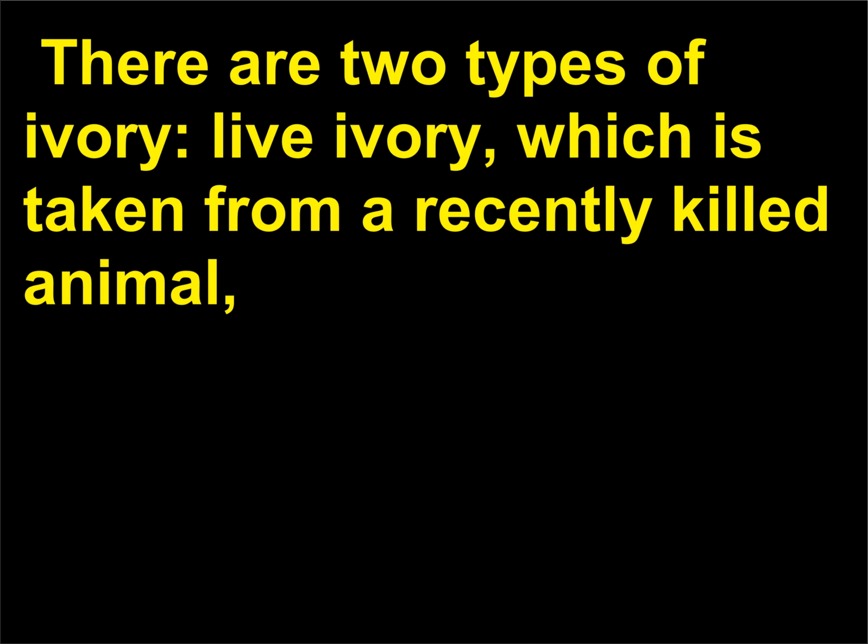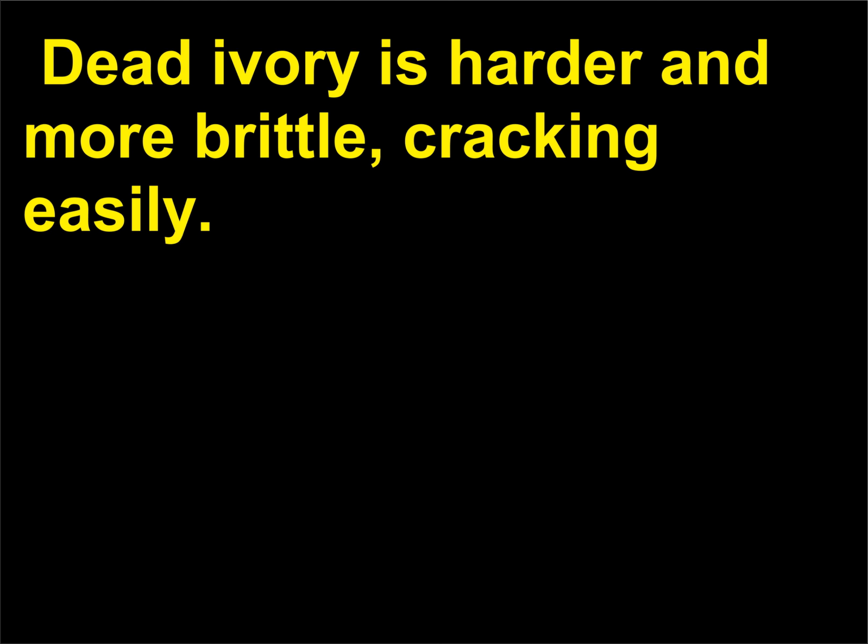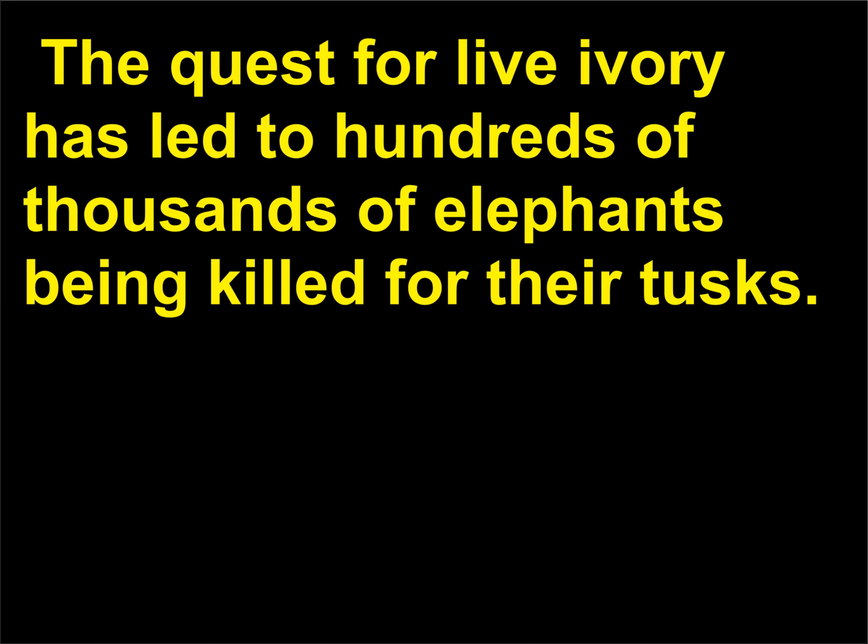There are two types of ivory: live ivory, which is taken from a recently killed animal, and dead ivory, from an animal long dead, which is usually found on or buried in the ground. Dead ivory is harder and more brittle, cracking easily. Live ivory is more moist and easier to work with. The quest for live ivory has led to hundreds of thousands of elephants being killed for their tusks.